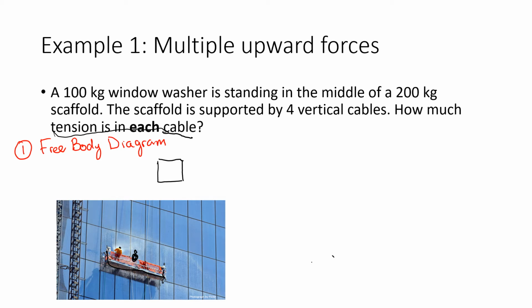So we need all the objects that are affecting the tension in the cable to be part of our free body diagram. And that's the scaffold, which is attached to the cables, but it's also the man inside the scaffold. So even though the cables are not attached to the man, he affects how much tension is in the ropes.